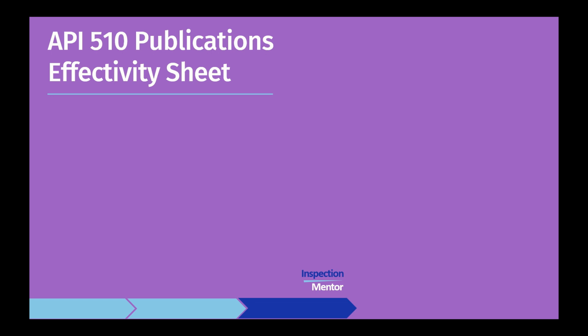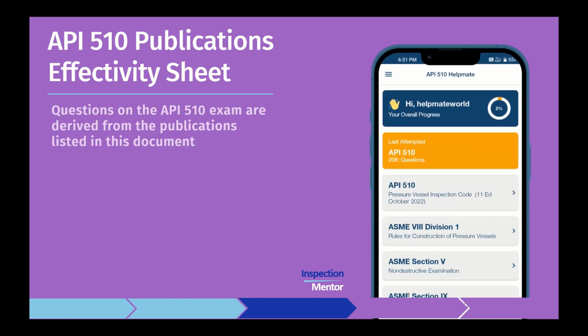Okay, so let's talk about the Publications Effectivity Sheet. In my opinion, for a candidate who is going to appear for the API 510 certification exam, this is the most important document. Why? Because this sheet gives the standards or codes from which the questions will be asked, and the edition to refer to. As I mentioned earlier, the questions on the exam are derived from the publications listed in this document.